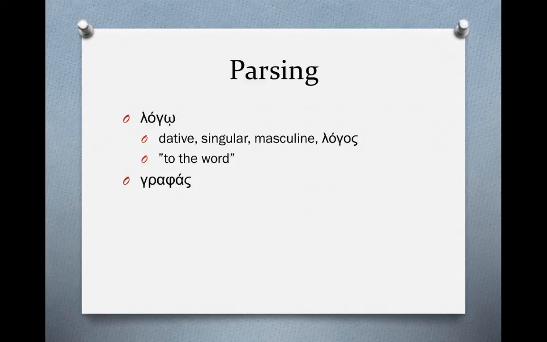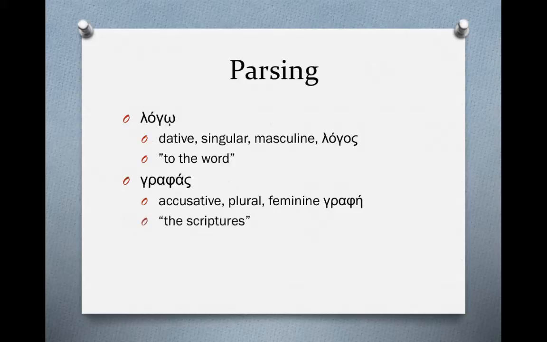If we see a word like graphas, we should be thinking to ourselves, okay, this comes from graphe. We can see that the stem vowel is alpha, which is a sign of the plural for a word like graphe, and sigma is the accusative plural case ending. So we would parse graphas, accusative, plural, and it is feminine. The stem vowel is alpha, which is a feminine feature, and the lexical form is graphe. And the translation would be the scriptures, again functioning like a direct object probably in the sentence.